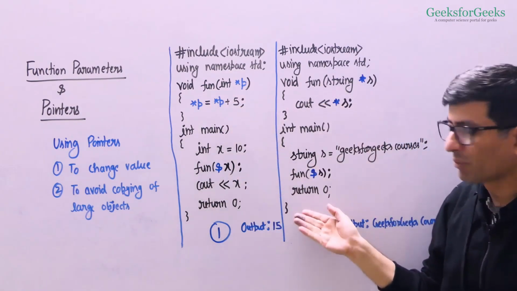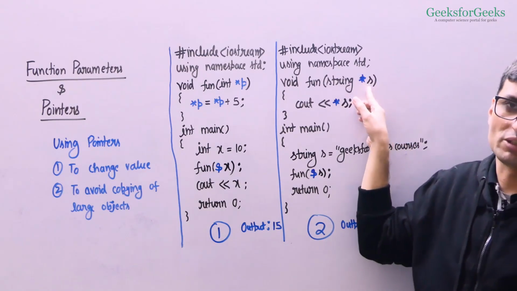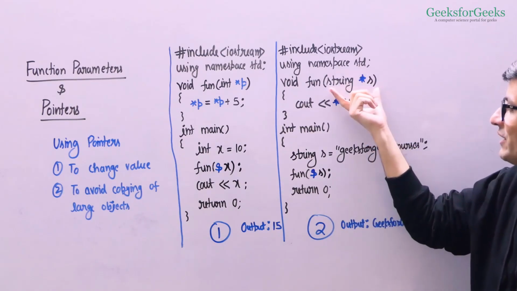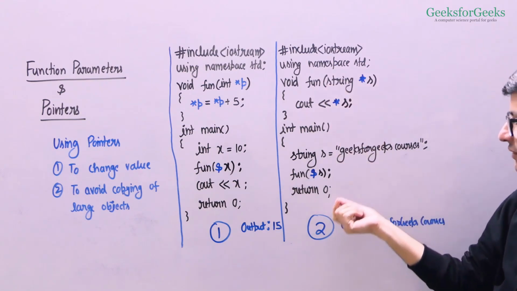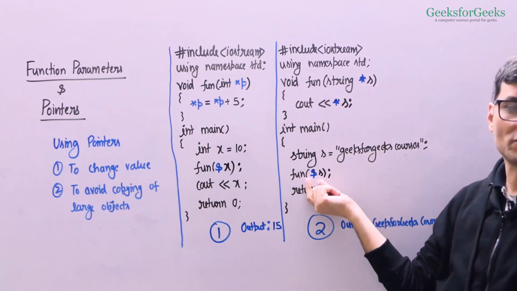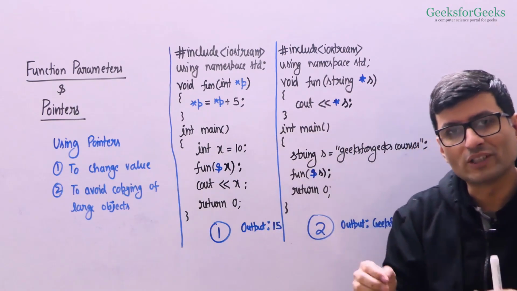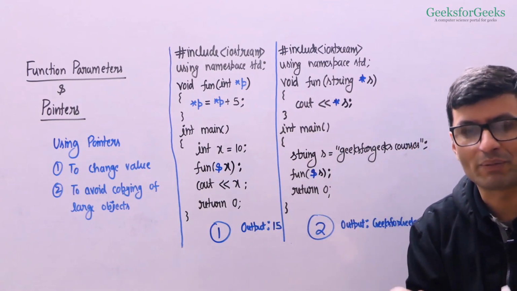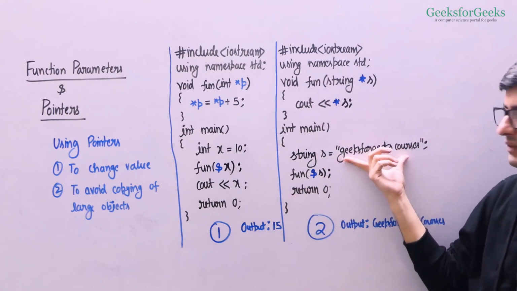Let's now see the second modified code. In this code, I am again passing a string using a pointer. I receive this pointer variable and print star s. When I pass the string, I pass the address of the string variable. So what is the advantage here in the second example? The whole string is not copied. We are simply passing the address of the string object. This way we avoid copying the whole string.